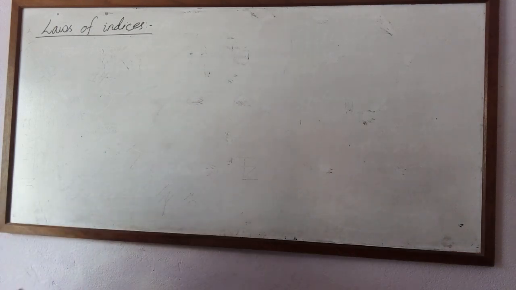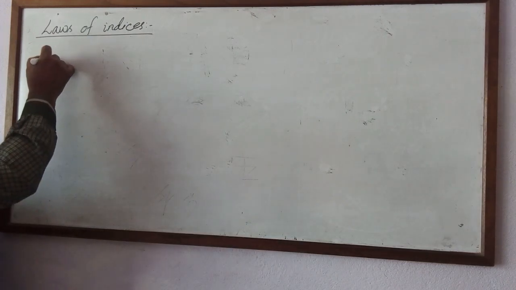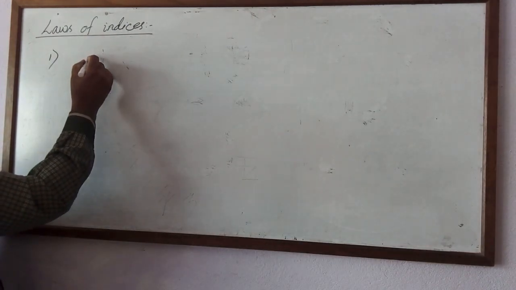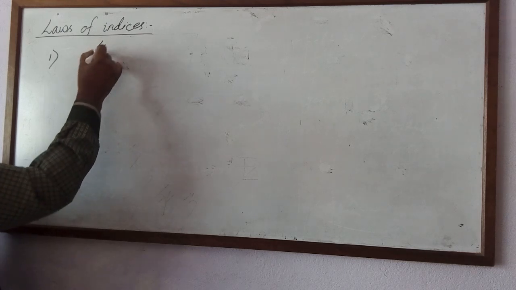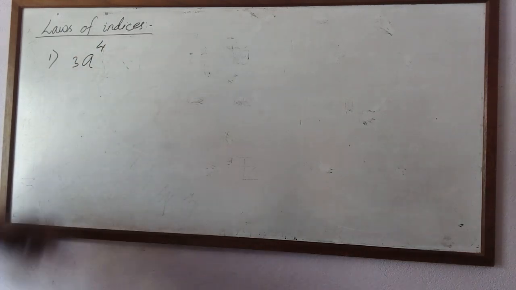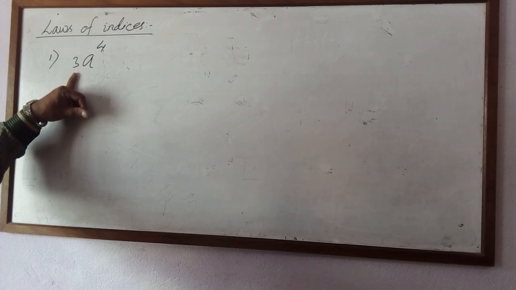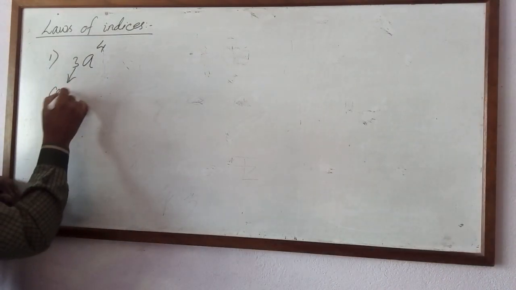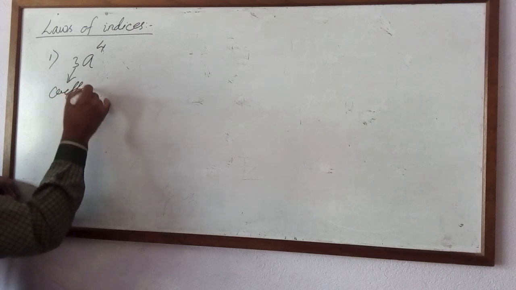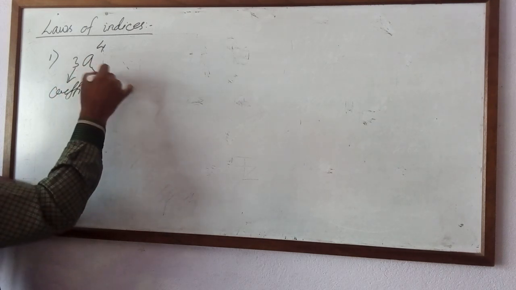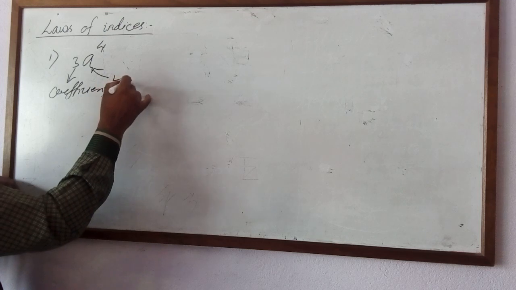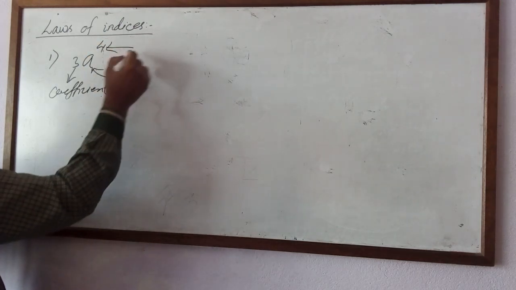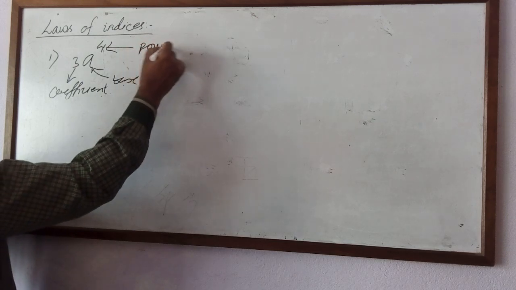Now first of all, I have written here a term 3a power 4. Now this 3 is called coefficient, and this a is called base, which is a variable or any number also, and this 4 is called power. This 4 is called power.